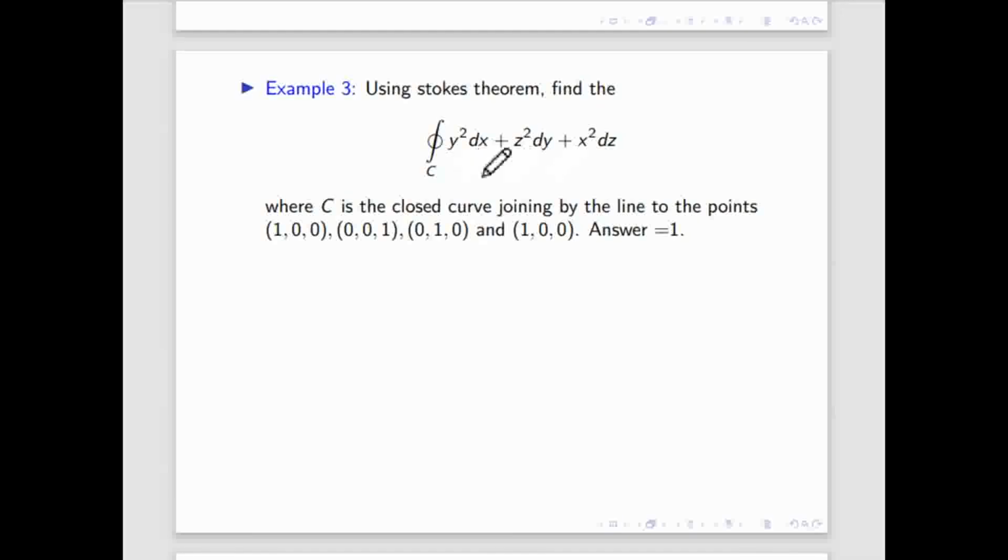This question is to find this line integral, but we will prefer the surface integral to solve it, because that is the easiest way to do it here. Otherwise we have to find 3 different line integrals, along the lines joining one point to another, so 3 lines are there. Instead of doing these 3 different integrals, you can do one surface integral.